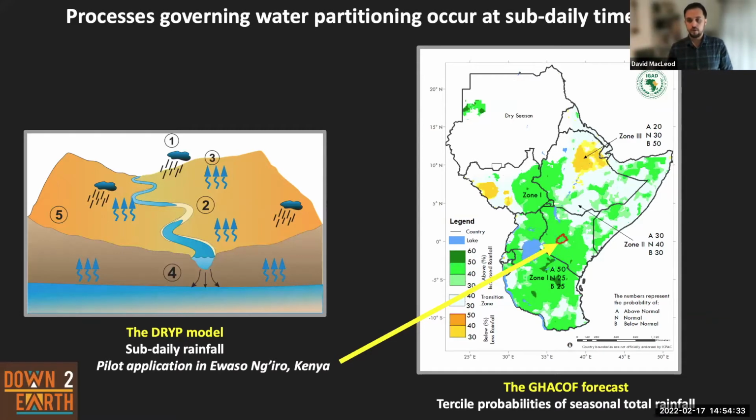But we can't use those probabilities of seasonal total rainfall in our model directly. In fact, it's not possible to use those probabilities in any complex physically based model. So how can we reconcile this? How can we build forecasts which are both faithful to those key dryland processes, but are also entirely consistent with this particular forecast from GHACOF? Well, we've developed a method to do this.